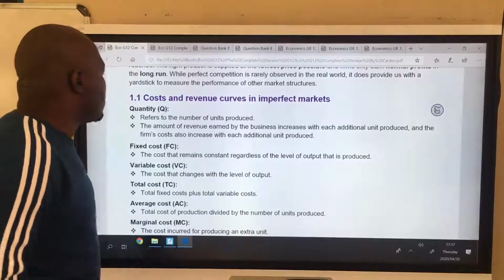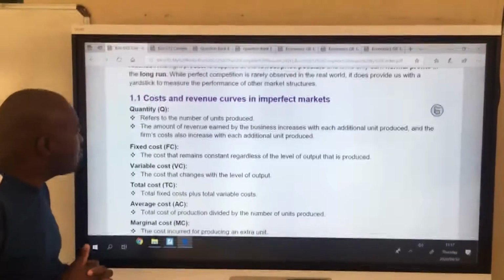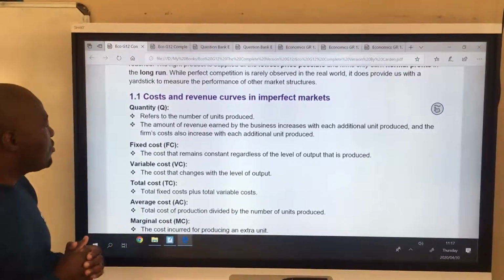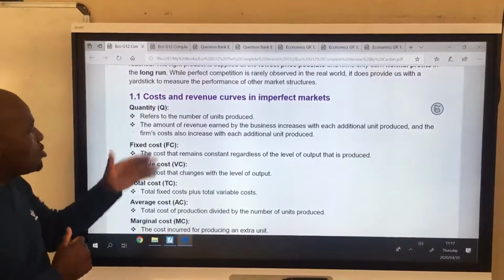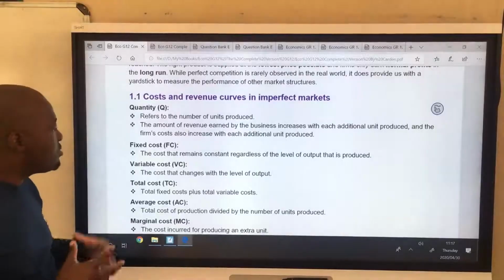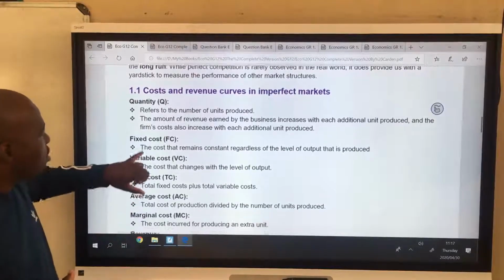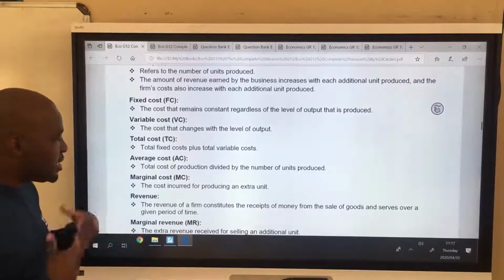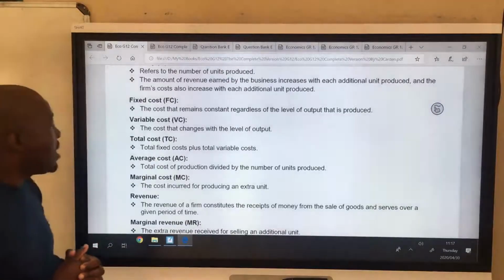So I'm going to start with the cost curves. Right, there's a table, you'll see it shortly. In that table, we have quantity, fixed cost, and so on. So quantity is the number of units produced, like from 0 going upwards. And then fixed cost is the cost that doesn't change. We have done it when we did dynamics of perfect markets.